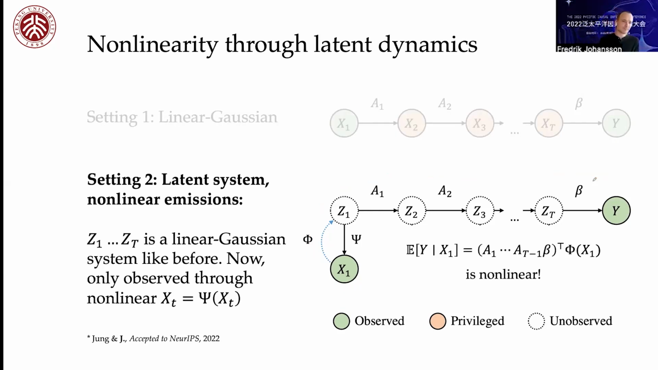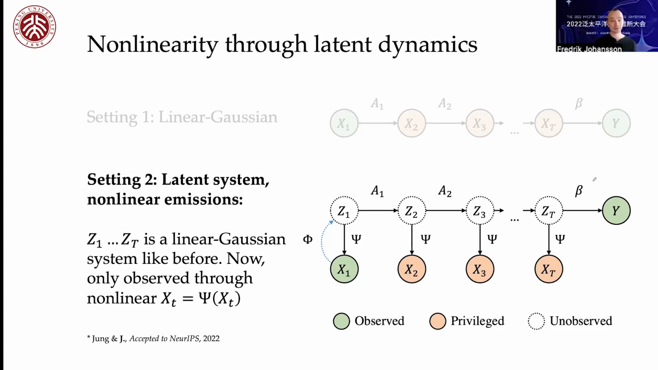Just like I said, we will assume that z1 through zt is linear Gaussian in the same way as before, but that the actual observations that we get are a nonlinear transformation of these. In general, this emission function won't be known to us, but we will also compare the classical setting where we see only x1 and y to where we have privileged information at each intermediate time step. So z2 emits x2, z3 emits x3, and so on. And we would like to have a very general result for this, but we have some work to do.